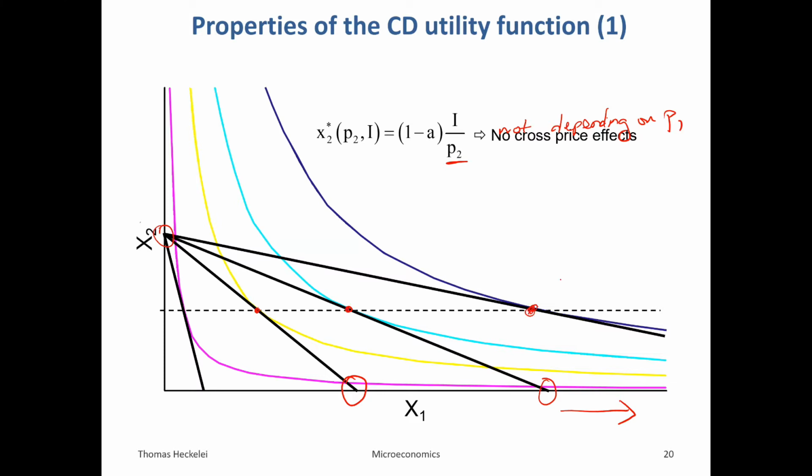So if you connect these optimum points every time P1 changes, you will get a horizontal line, like here, the dotted line. So that is, there's no cross-price effect. Every time your new optimum point changes, the optimum consumption of x2 will remain the same.